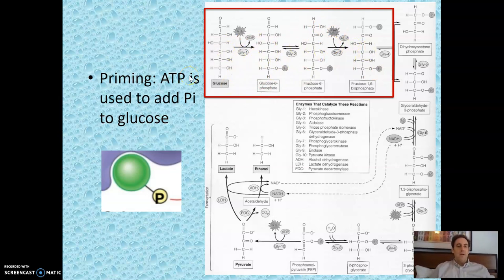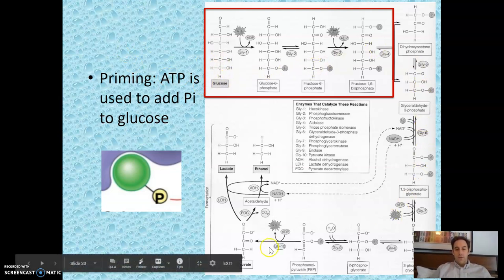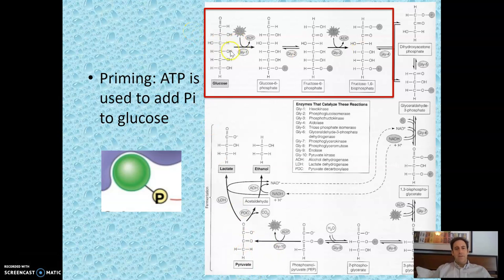And what's happening here is priming is occurring. And what that means is we're kind of getting things ready to go. The goal, remember, is to take this glucose and convert it into 2 molecules of pyruvate down here. And so these first few reactions are there to kind of get it going.